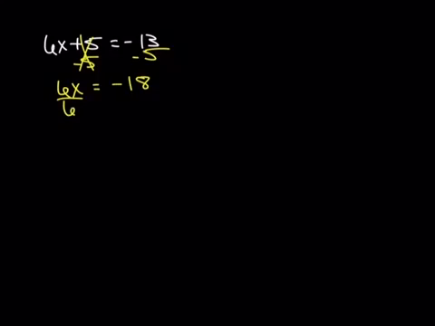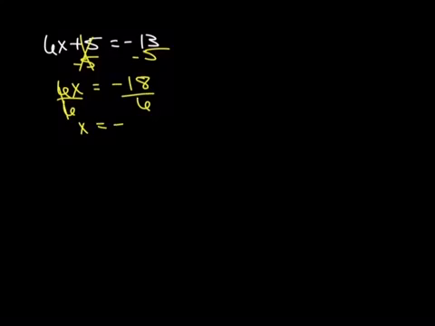Now let's get rid of the 6 by dividing both sides. x equals negative 18 over 6. A negative and a positive divided give me a negative. 18 divided by 6 is 3. Okay, let's keep going.